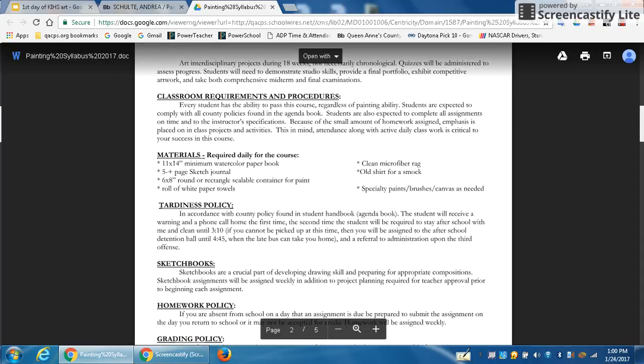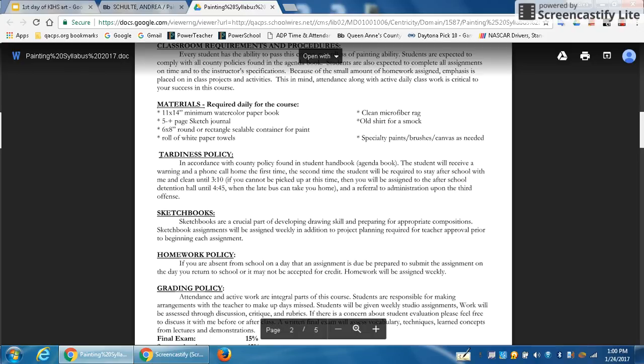Materials, I try to keep it fairly simple. You are going to need a watercolor binder, a book about 11 by 14. You're going to need a sketch journal that's at least 50 pages, a container that you can seal for paint, and a roll of paper towels. You may want a shirt or a smock when we are working in oil paint.